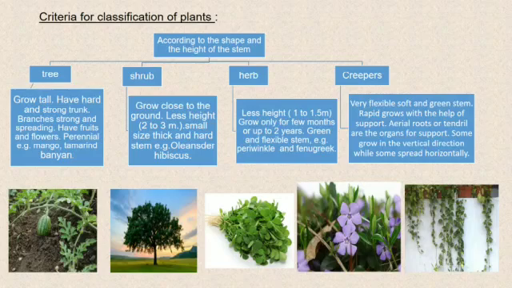The last one is creeper. The stem of a creeper is very flexible, soft and green. It grows rapidly with the help of a support. Some vines need vertical support for growing, while some others spread on the ground. Climbers like money plants have aerial roots.